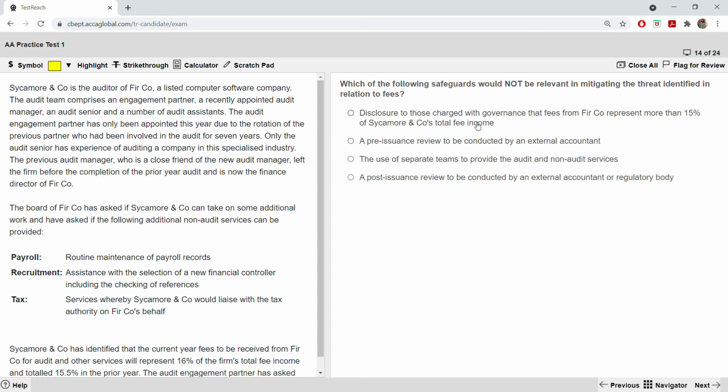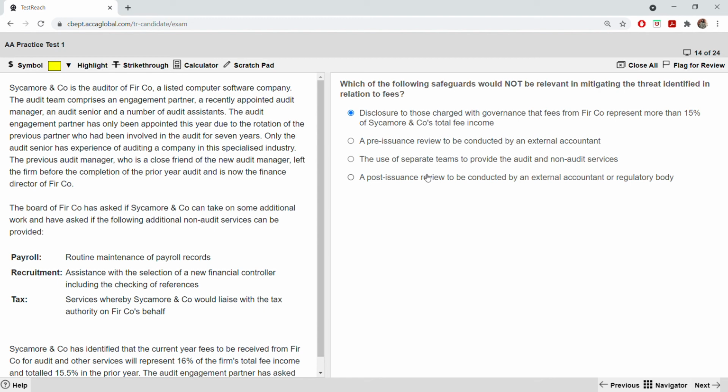Disclosure to those charged with governance that fees from the client represent more than 15% of the firm's total fee income. If you disclose, you are mitigating, right? The question asked is not about mitigating. So this one is a mitigating factor, and that's not an answer. Second, a pre-issuance review to be conducted by an external accountant. That is also a mitigating factor.